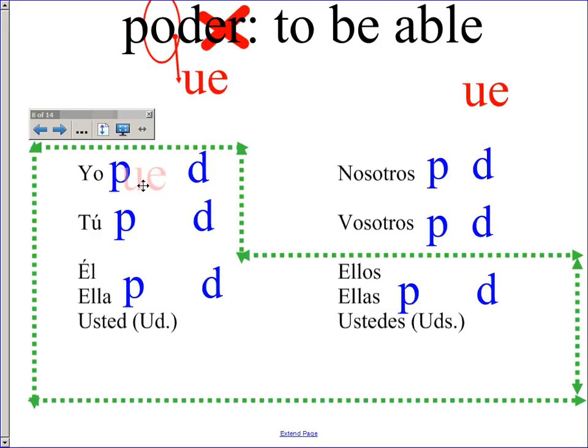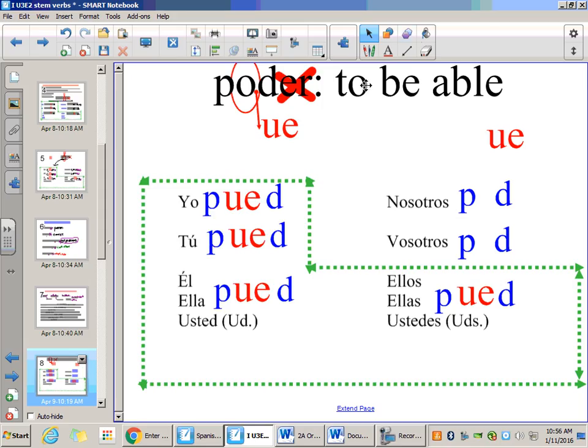So I'm going to put my UEs in my stem inside the boot, like so. And then I'm ready to conjugate my verb. So I know that I need to use those ER endings because I have an ER verb. And so I know that's going to be puedo, and then I get puedes, puede and pueden. And I also know that because the stem change does not happen outside of the boot, I just keep my O here.